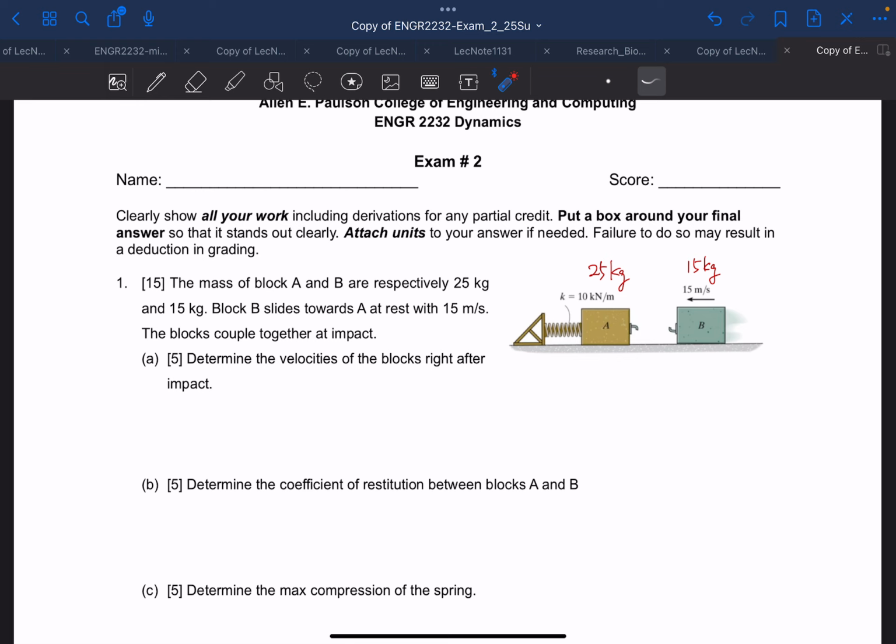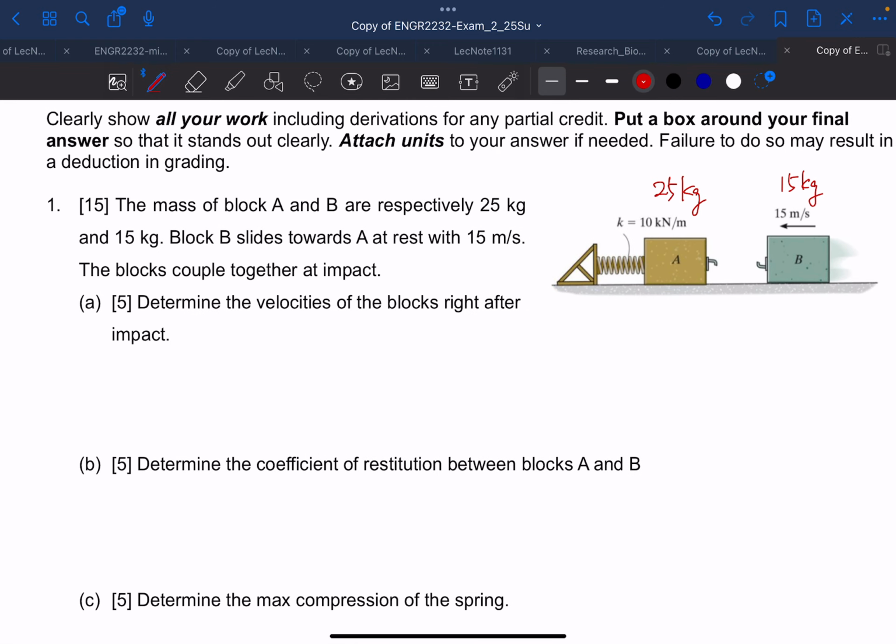So we have this impact, right? And then once they become a single particle, this is just pushing the spring. So you want to consider this impulse, and you want to consider this spring and some object compressing it. Okay. So determine the velocities of the block right after the impact. And here we can use conservation of linear momentum.